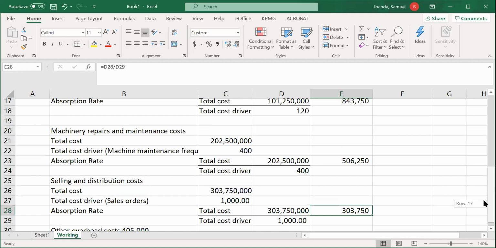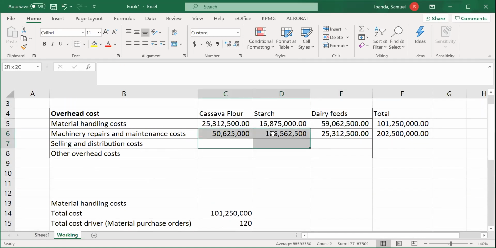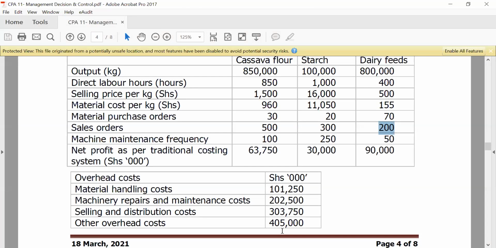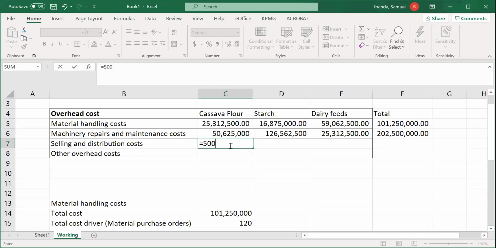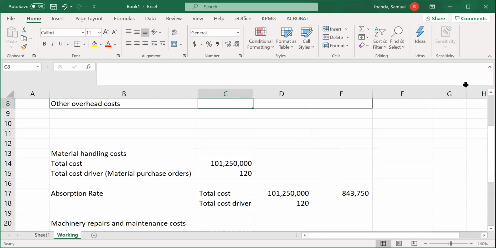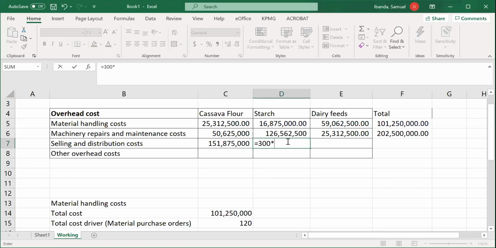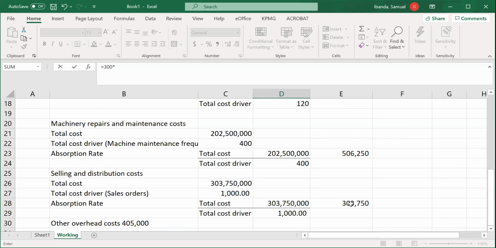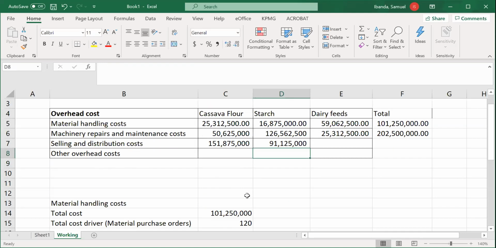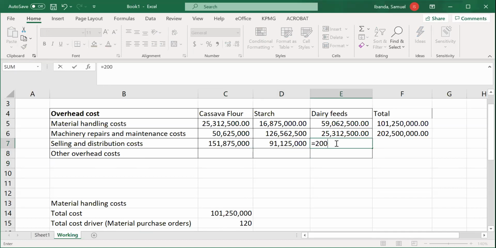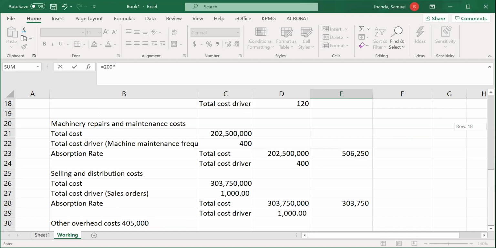303.75. So if I want to determine the selling and distribution for each of these, I'll just look at their cost drivers. This one has 500 and then the other one has 300. So this one is 500. So I'll say 500 times the answer I've gotten down, which is 303,750. So I'll get that one, which is 151,875. I'll do the same thing. This was 300. I'll go and multiply it with what I have down again. So it gives me 91,125. Then this was 200. I'll still multiply it by this.